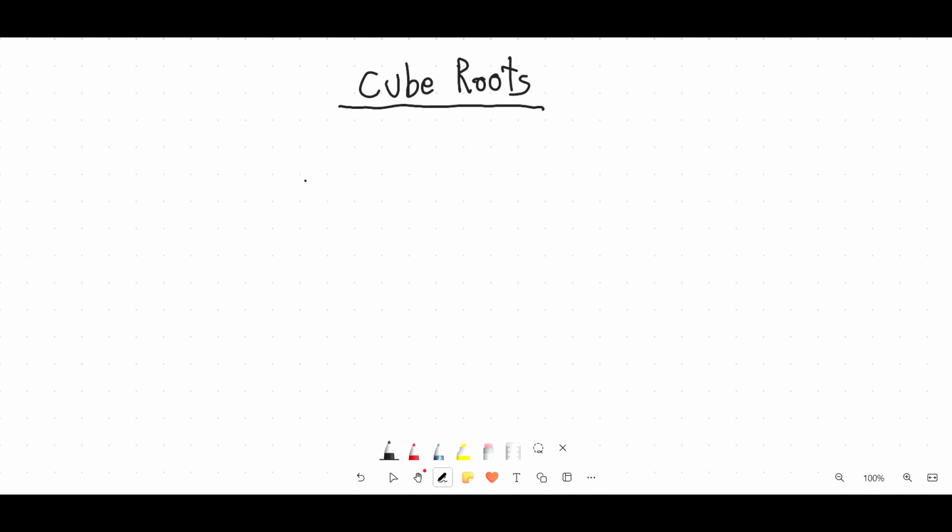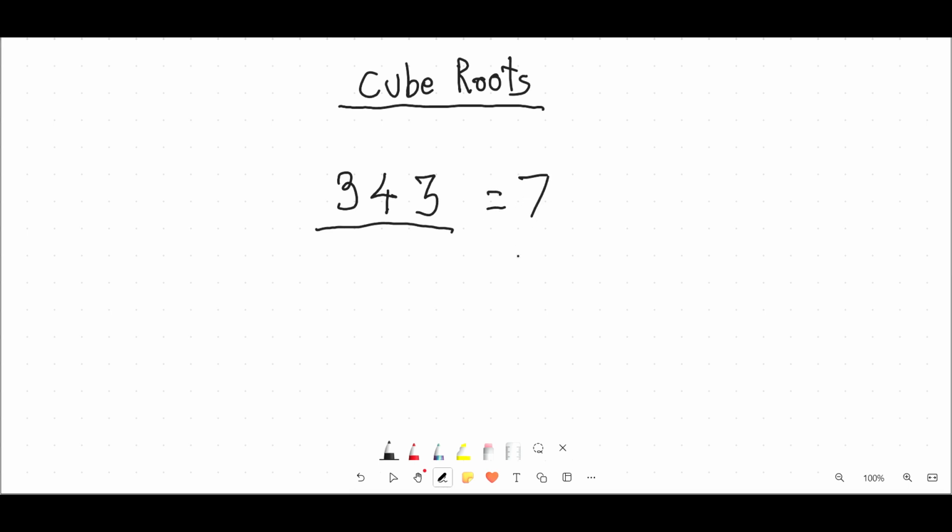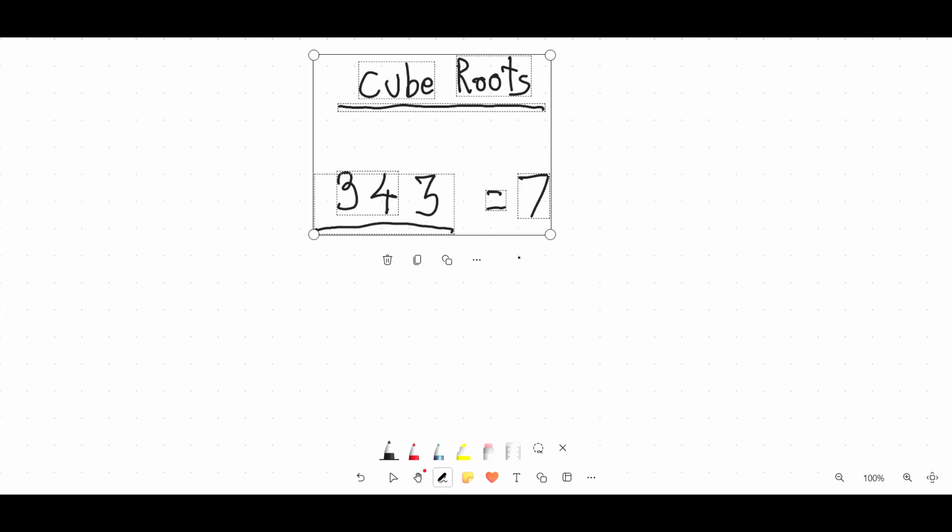Let's begin. Let me get a small number, for example, 343. Now, according to the last video, you should have memorized all cubes from numbers 1 through 10, right? So if you observe this, automatically you can guess this is 7. So this part is fairly simple.